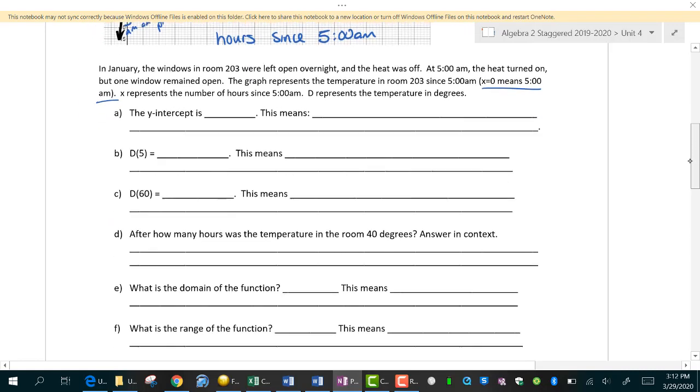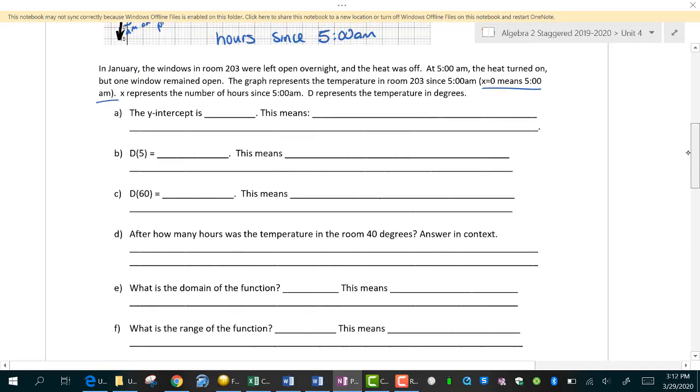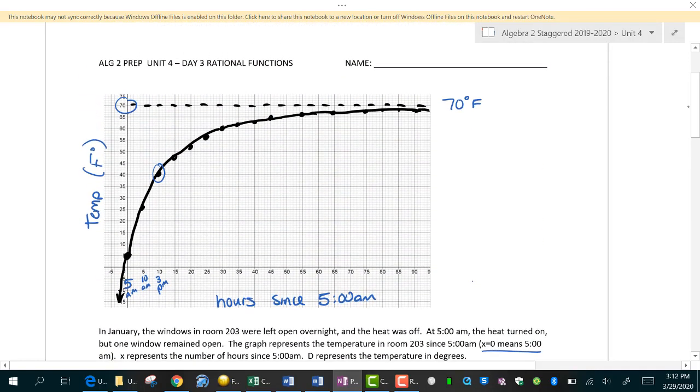What else? I think the other question asked what was the temperature after 5 hours, so that would have been 25 degrees Fahrenheit, or 10 a.m. would have been 25 degrees Fahrenheit. And that's all.